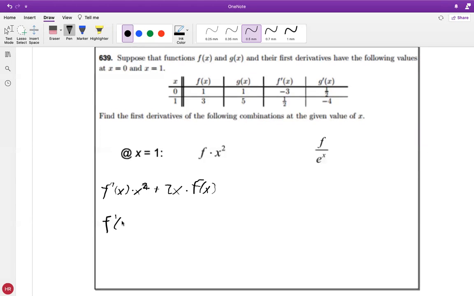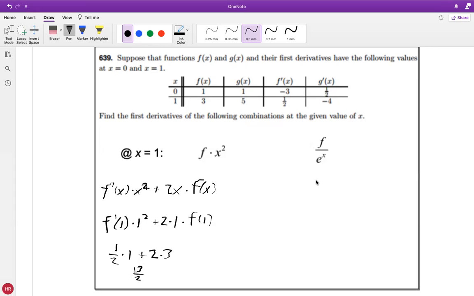I'm actually going to write this one out. So I get f prime of 1 times 1 squared, I'm plugging in a 1 for every x, plus 2 times 1, 1 for x, times f of 1. f prime at 1, I go to the 1 row and I see f prime is 1/2, times 1 squared is just 1/2, so I'll write times 1 just for a laugh. Then I get 2 times 1 is 2, f of 1 is 3, so I get 1/2 plus 6, which is 13/2. 13/2, right? Yeah, it's 12 halves plus 1/2 is 13 halves, so that's good.